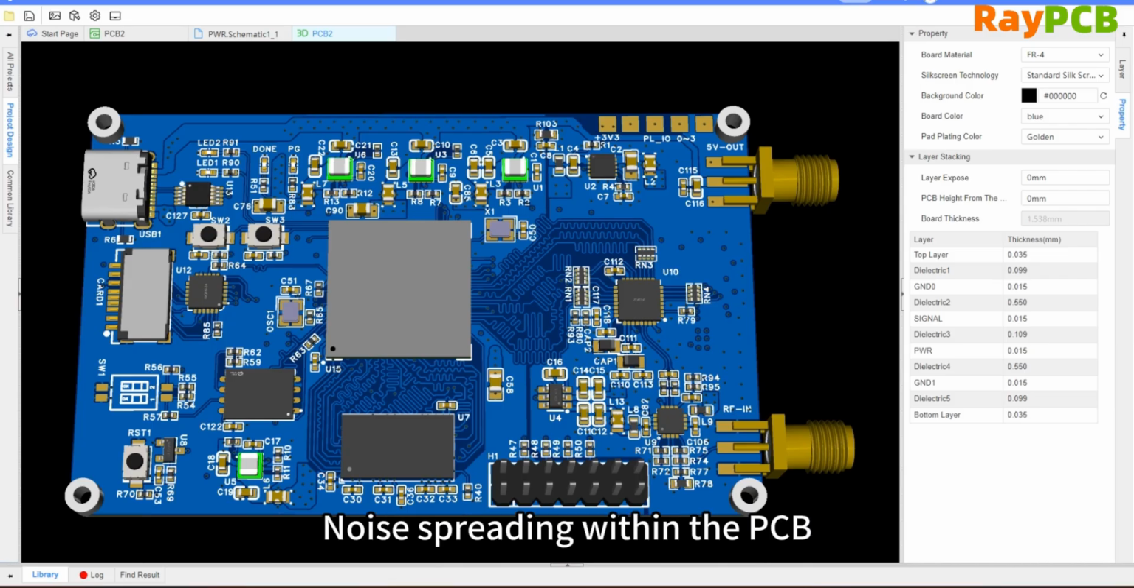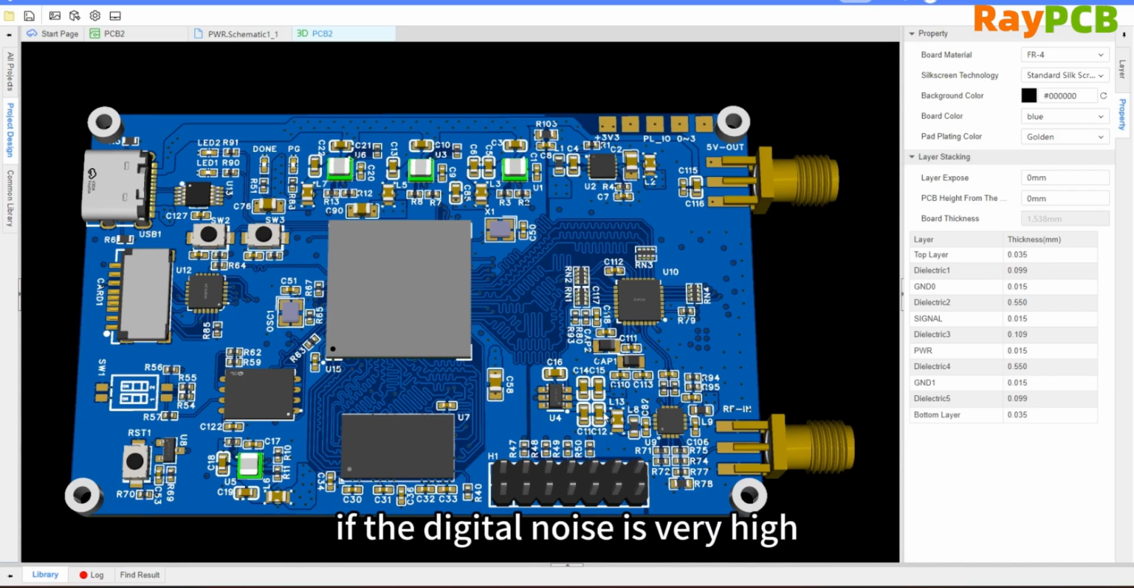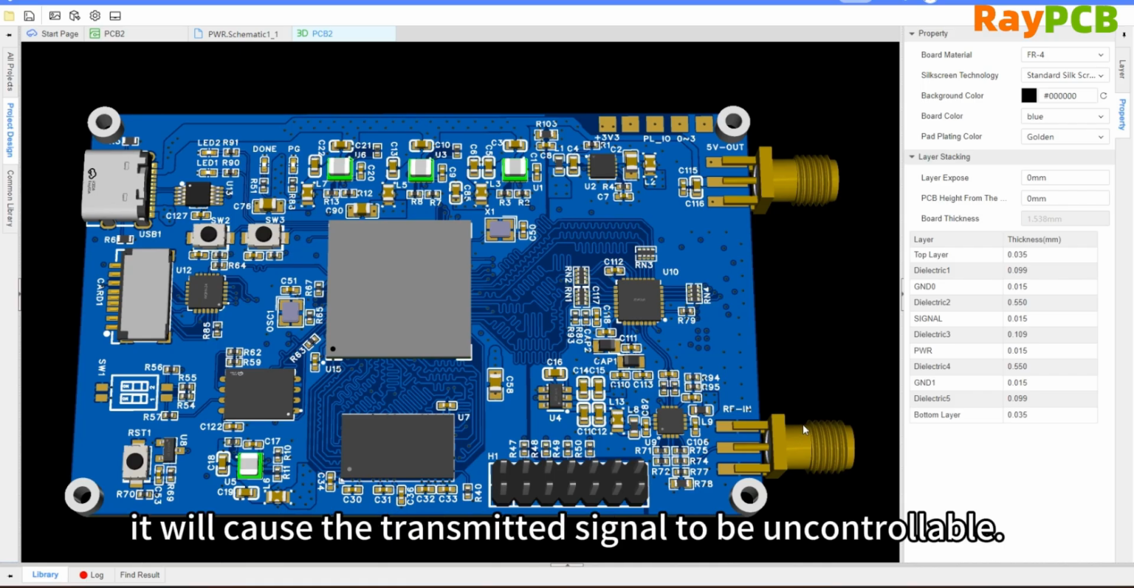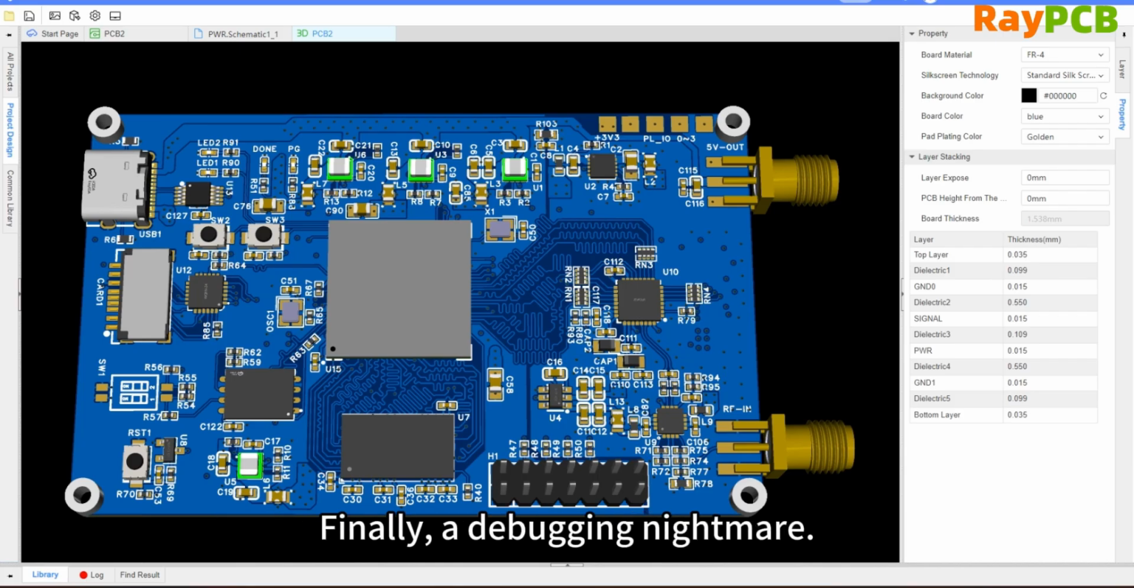Then there are EMC issues. Noise spreading within the PCB can lead to excessive EMI, making it impossible to pass EMC certification. For example, in our case, there are two transmitting ends. So if digital noise is significant and enters the transmitting end, that can lead to uncontrollable transmission signals, making it very difficult to pass EMI and EMC tests. Finally, there's the nightmare for engineers. Mixed signal noise issues are often sporadic, hard to pinpoint, and time-consuming to resolve. For example, when you detect noise in an analog signal and try to trace its source, it can be extremely difficult to determine where the noise is coming from.